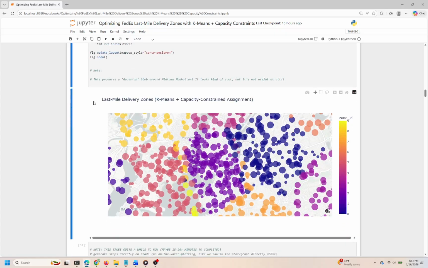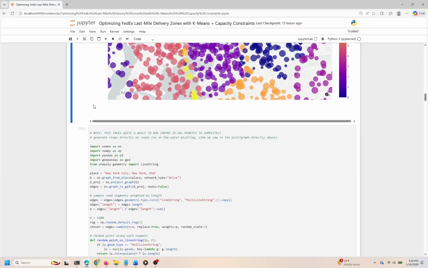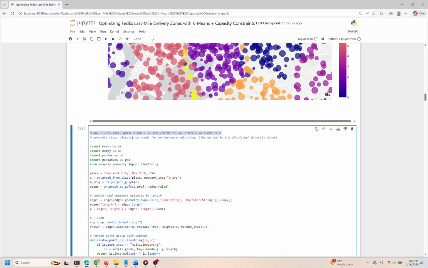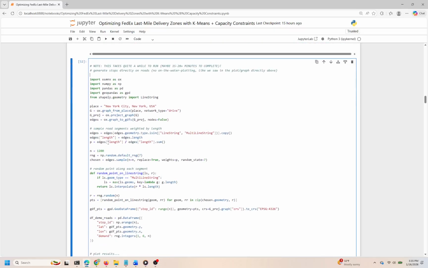Cell 6. In this cell, we're taking a significant step forward in our analysis by generating stops directly on the road network of New York City, which is essential for any transportation or urban planning study. This approach gives us a realistic representation of potential stop locations, helping inform decisions about transportation services and infrastructure.